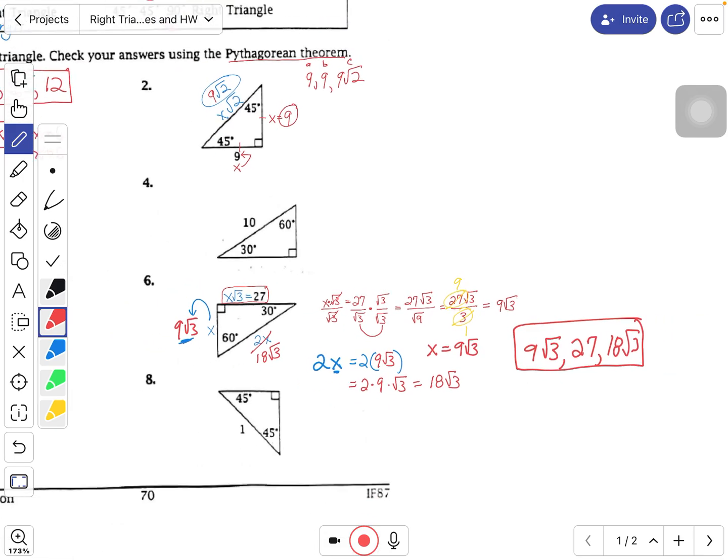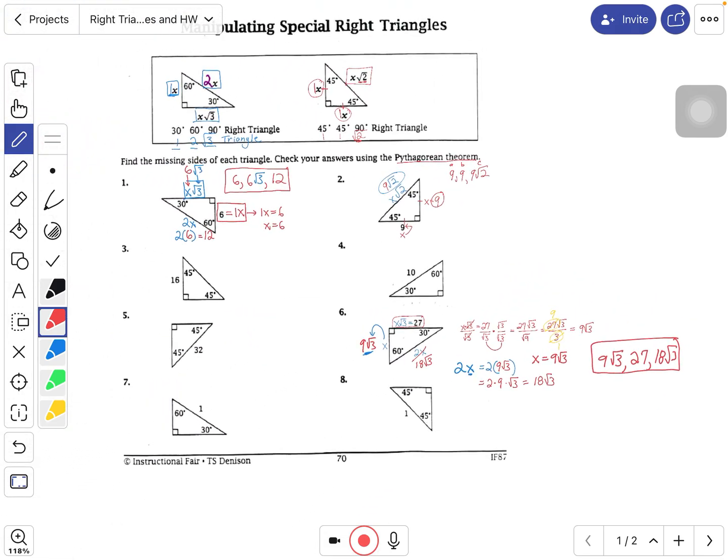All right, I hope that helps you get a nice jump start on your homework and helps you identify special right triangles.